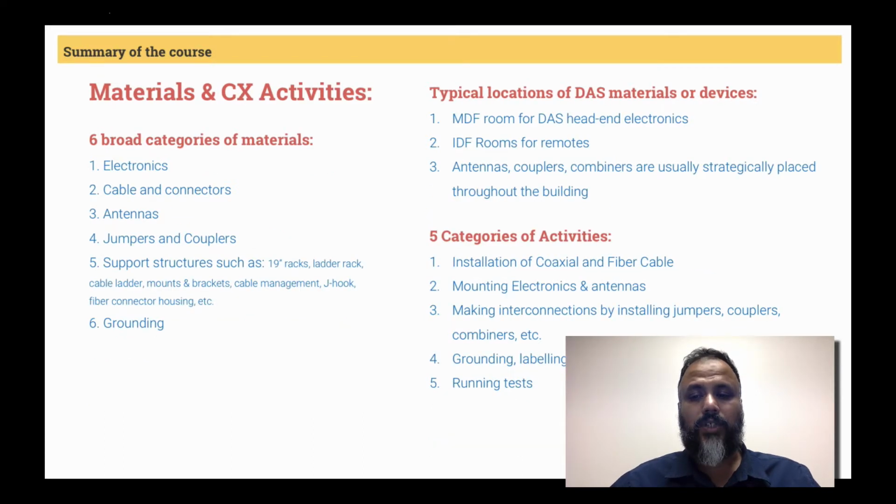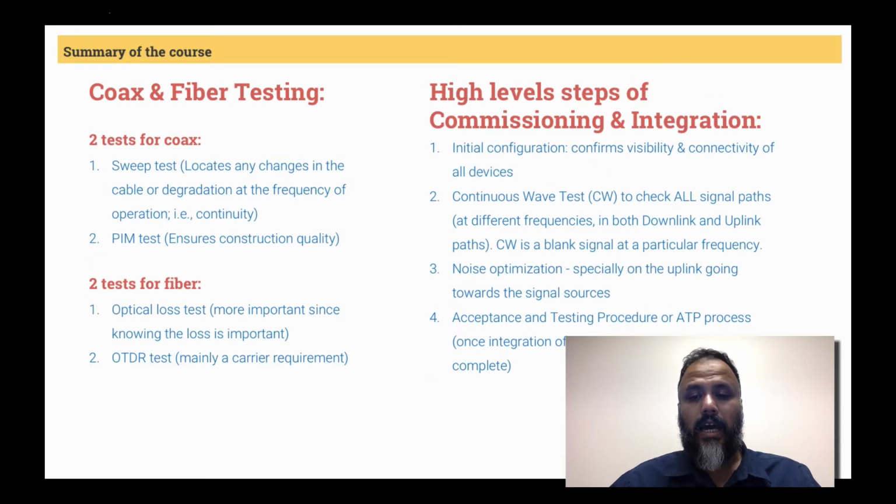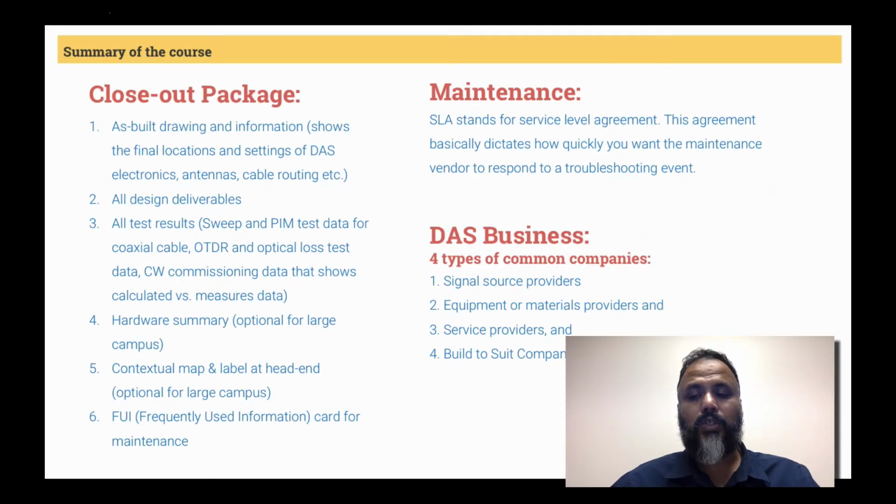To understand construction, I talked about the broad categories of materials and where in the building they are typically placed. Then we moved into 5 categories of construction activities. I talked about different kinds of tests needed for coax and fiber before we discussed high levels of commissioning and integration steps. I showed what goes into closeout packages, why SLA is important for maintenance.